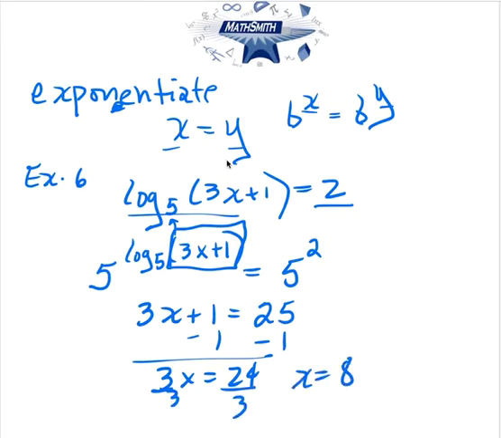And I can always test it out. I can put 8 in here, right? And I'm going to end up with 25 in here. So the log base 5 of 25, well, what is that? What do I have to raise the base of 5 to to get 25? Well, I'll have to raise it to 2. So my check works out.